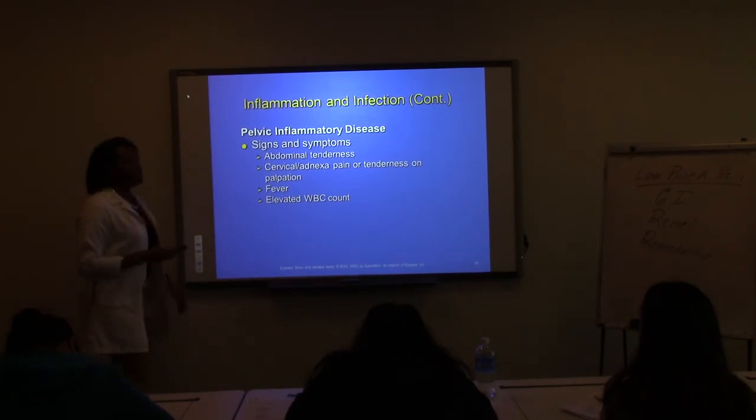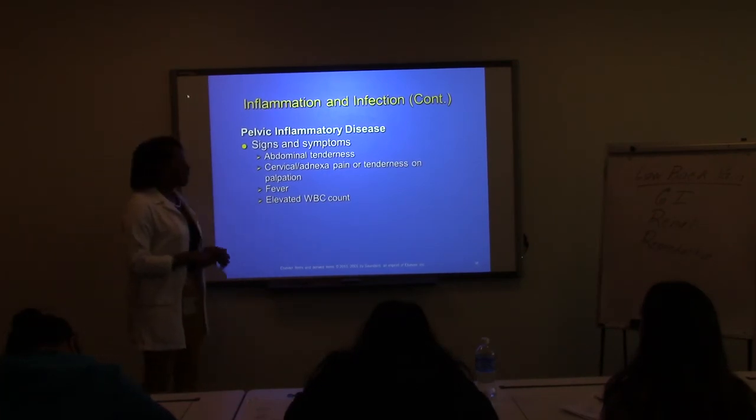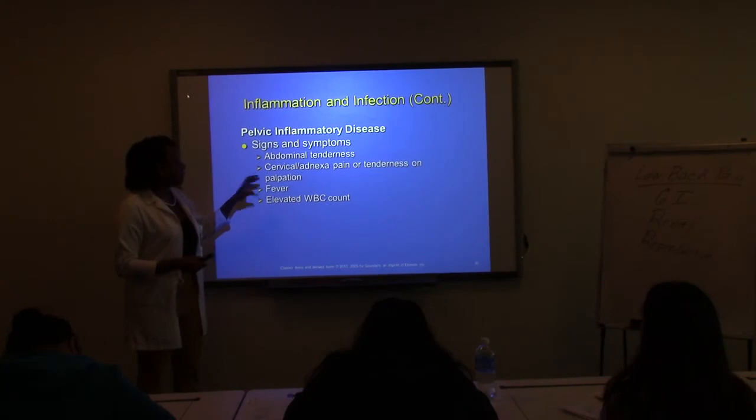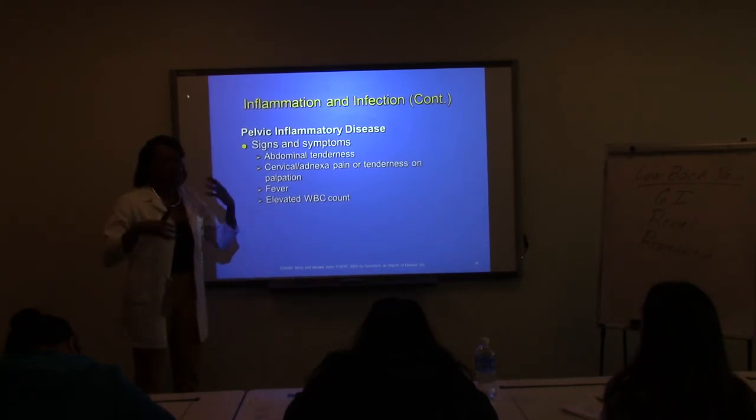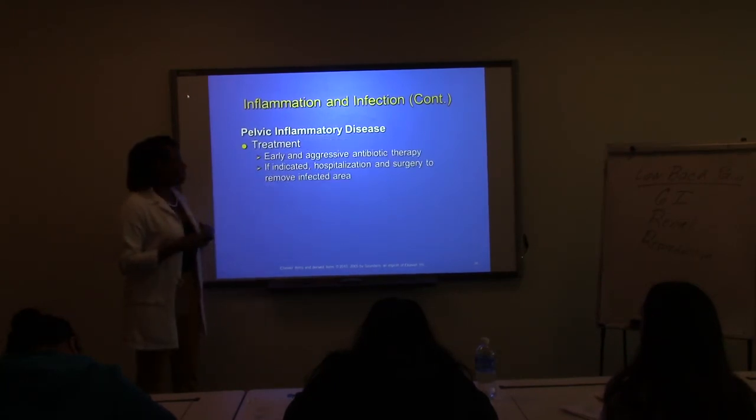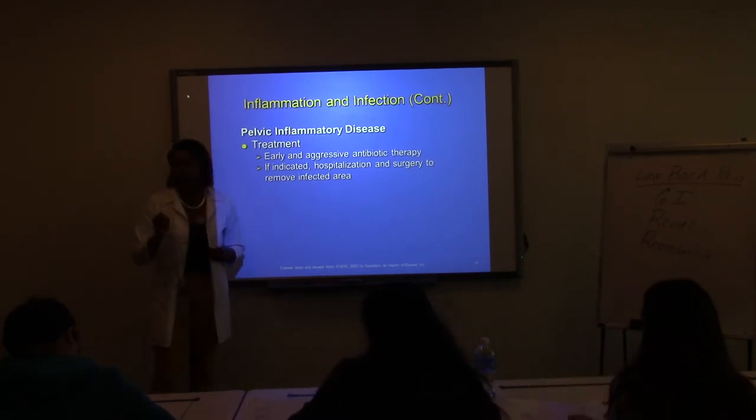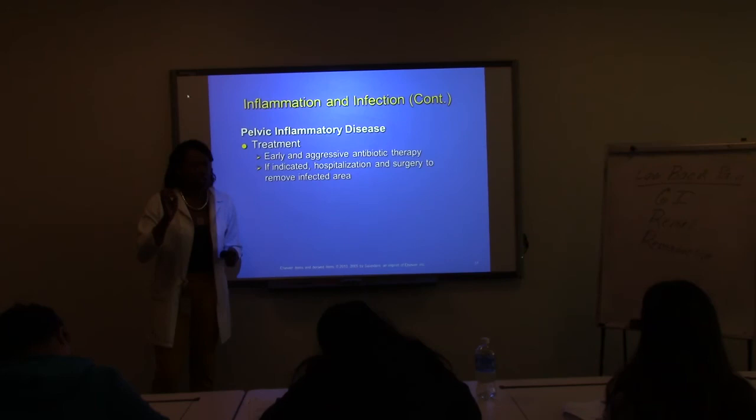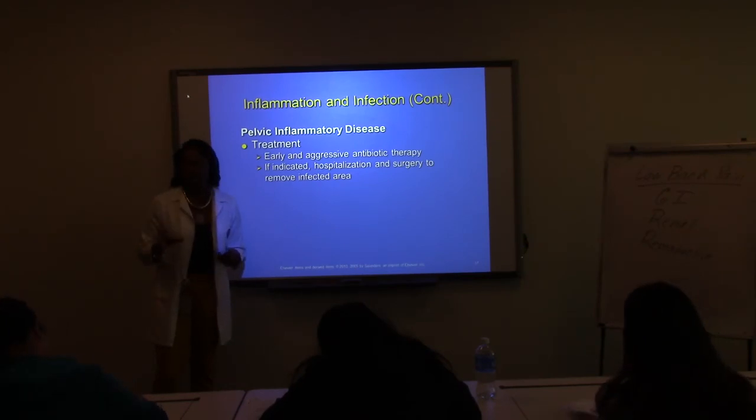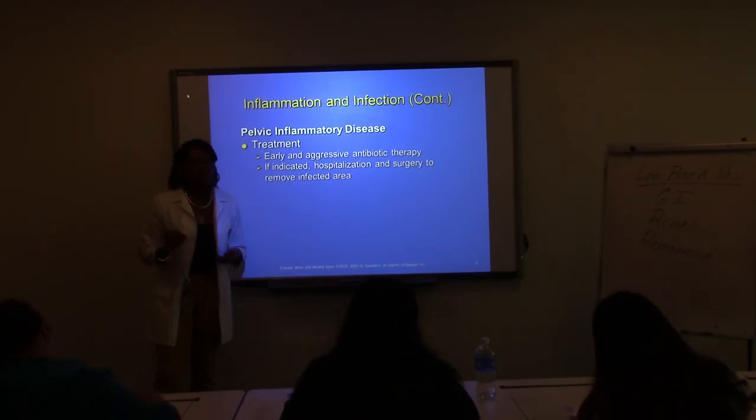Signs and symptoms: patients can have abdominal tenderness, obviously pain in that region, fever, and elevated white blood cells, so anything that goes with an itis. Now treatment. I think we all know they have to treat this very aggressively, with early aggressive antibiotic therapy. Why do they have to treat this so aggressively?